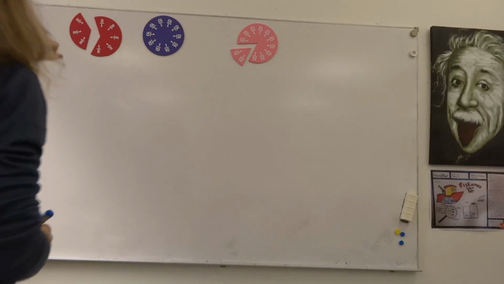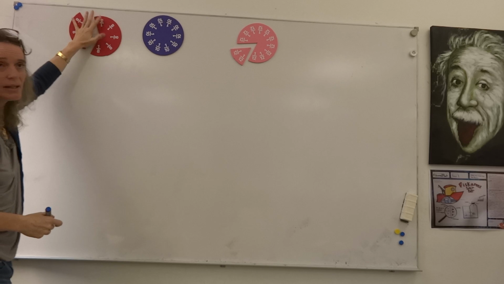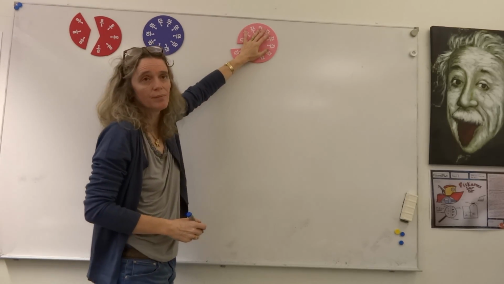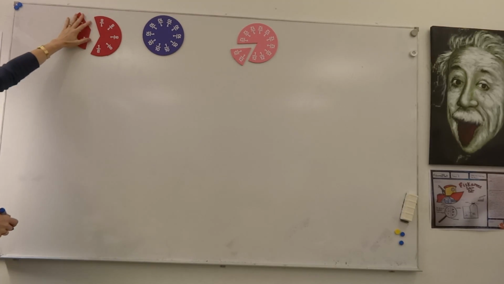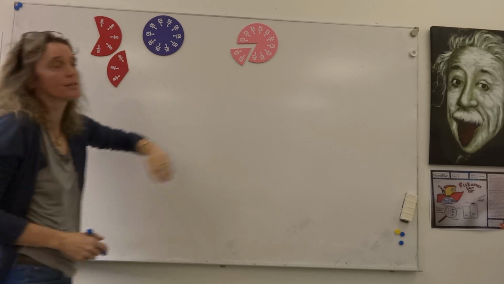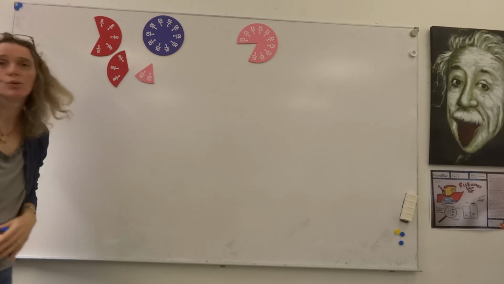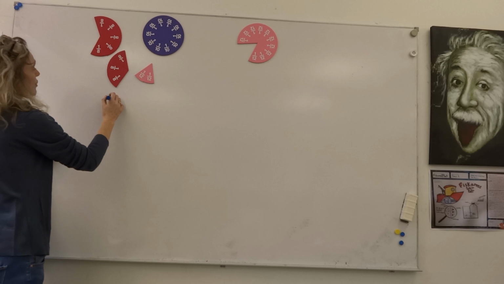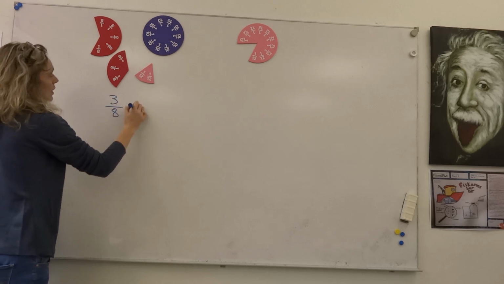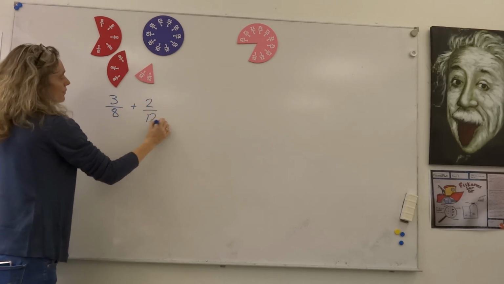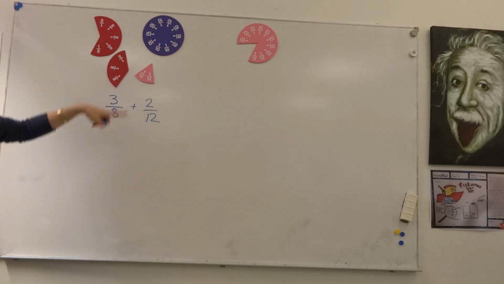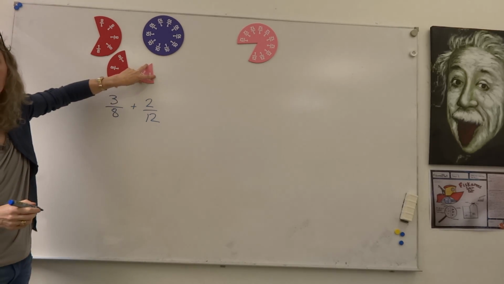So here we have 1/8 and we have 2/12. And what we're doing is we're going to add these 3/8s to these 2/12s. So we have 3/8 plus 2/12. And before we add 2/12, we wonder, could we simplify that in any way?